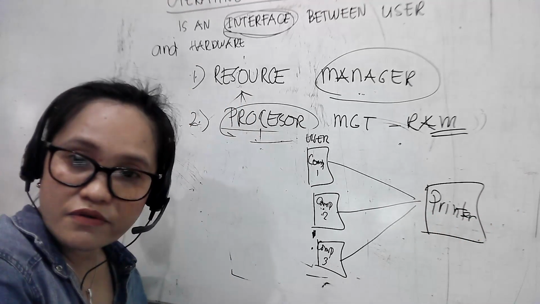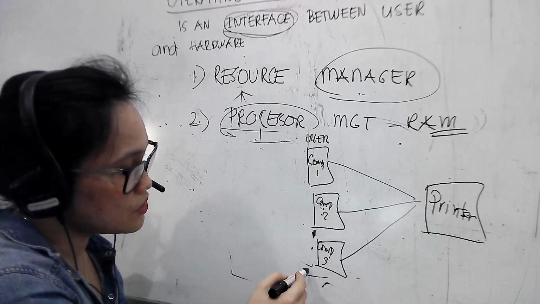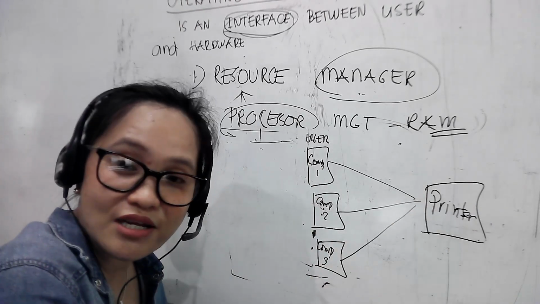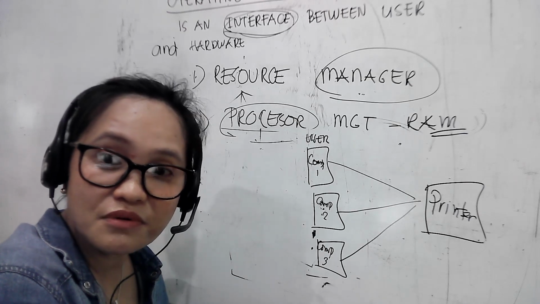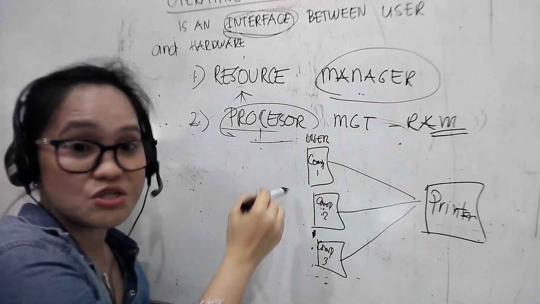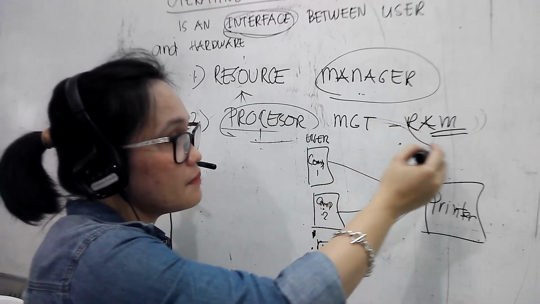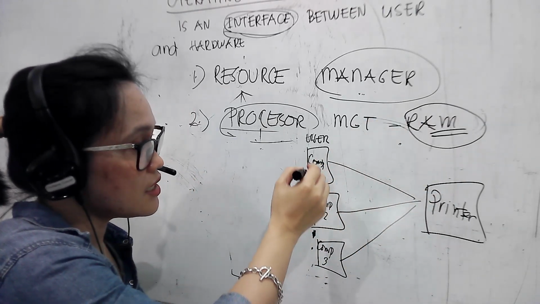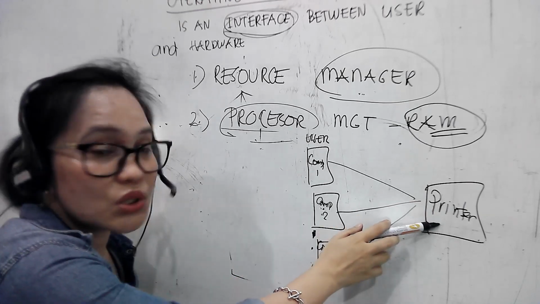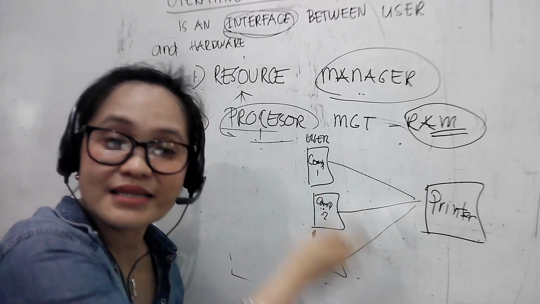Now, if the users of computer 1, computer 2, and computer 3 print at the same time, do you think the printer can manage to print it at the same time too? No, right? So that is where processor management comes in. That is where an operating system comes in. It also helps the RAM manage which memory it will allocate, so that the printer can do it one at a time, not at the same time.